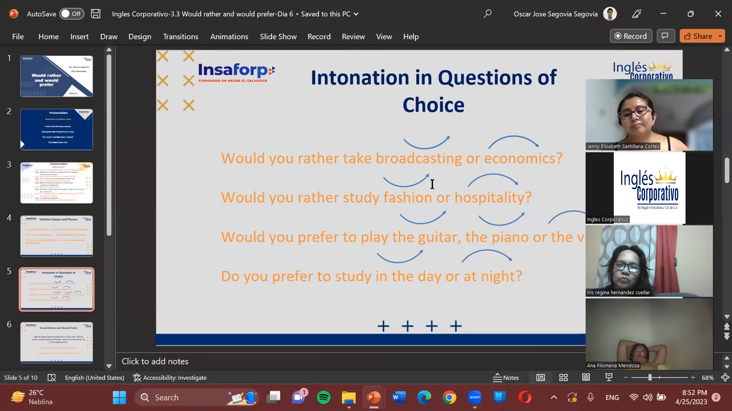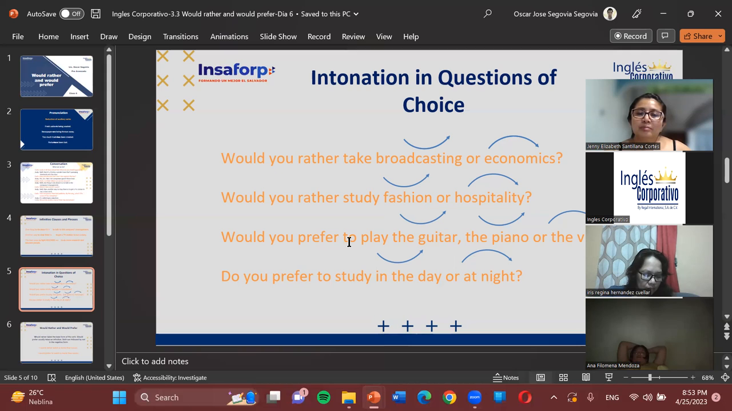If you see it, for example, that we say rather take, estamos hablando de una clase, ¿verdad? Si quieres tomar transmisión o economía, entonces significa que es algo importante para la carrera de esta persona. Por otro lado, si prefieres estudiar fashion o, qué sé yo, moda o hospitality, que en este caso se va a referir a lo que conocemos nosotros como hostelería, ¿sí? Entonces, es algo más importante que simplemente decidir en el momento, ¿verdad?